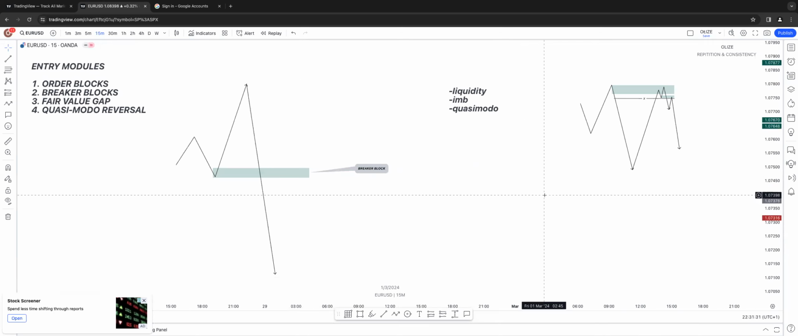So breaker blocks are used basically for continuations. They are also used as entry models for POI, though I rarely make use of them for my POI selection, but I just make use of breakers for continuation.